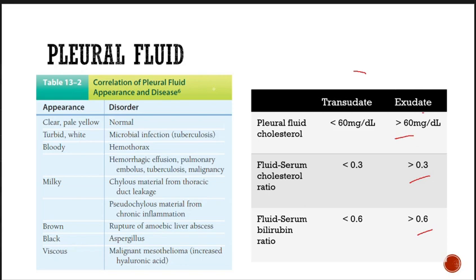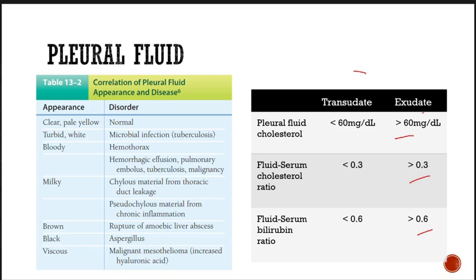So, what are the disease associations? Clear pale yellow is the normal appearance of pleural fluid. Turbid white is associated with microbial infections. Bloody is seen in hemothorax or hemorrhagic effusions, pulmonary embolism, tuberculosis, or malignancy. Also, traumatic aspiration gives a bloody appearance.